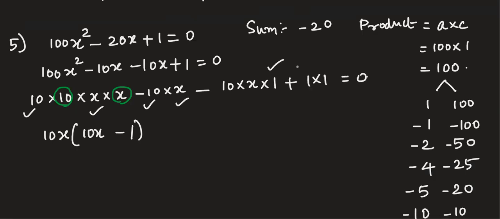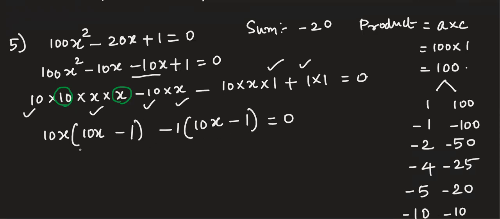So if you notice, 1 is common. So take the 1 out, minus 1 into 10x minus 1 is equal to 0. Okay. If you multiply and see, you should get back the same term here. Minus 1 into 10x will be minus 10x, correct? Minus 1 into minus 1 will be positive 1. So which means what you have done is actually right.